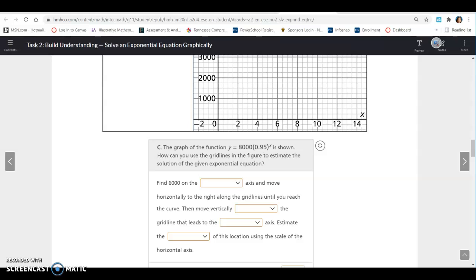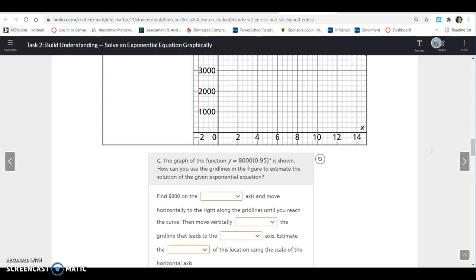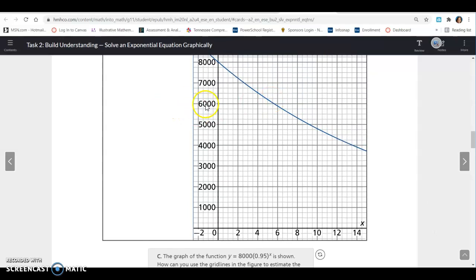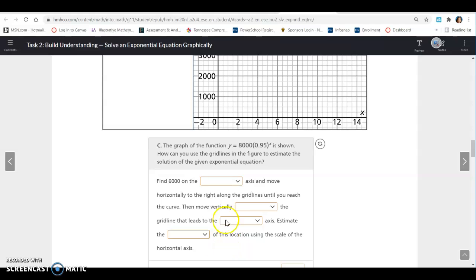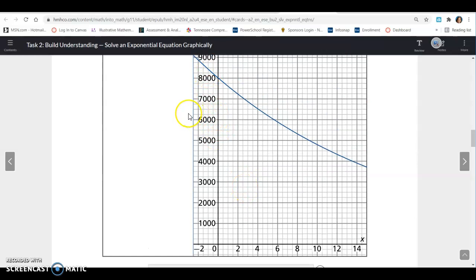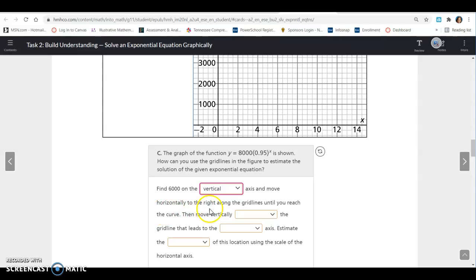All right, so the graph of the function is shown. How can you use the grid lines in the figure to estimate the solution of the given exponential function? Well, again, if we know that 6,000 is here, we can look at this line here, and this is going to be about, let's see, I would say about 5.5, okay? All right, so find 6,000 on the vertical axis, because we found 6,000 here. This is the vertical axis. We made a horizontal line, but you find it on the vertical axis here. And you move horizontally to the right along the grid lines until you reach the curve. Then move vertically down to the x-axis.